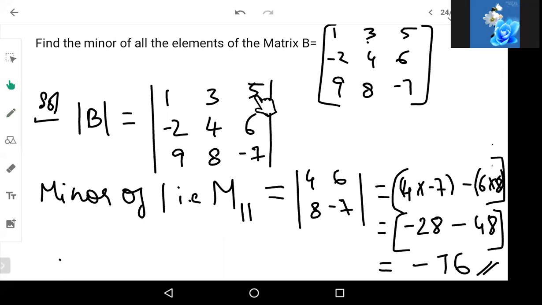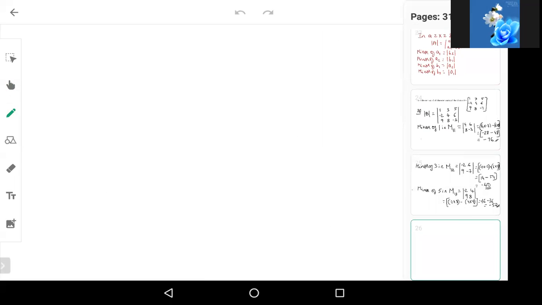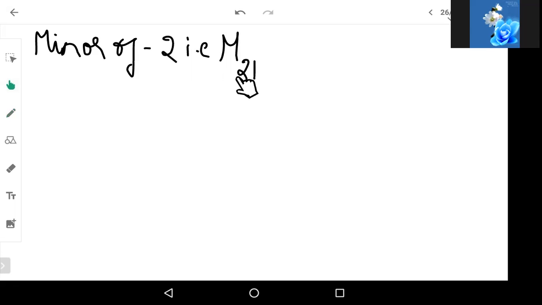Now similarly, find the minor for second row, -2, 4, 6. Let us do that. Now second row, what is the first element? Minor of -2. Where is -2 situated? It is in the second row, first column. This is also important. You have to write this also. Minor in the second row, first column. It will give us the placement where it is there.